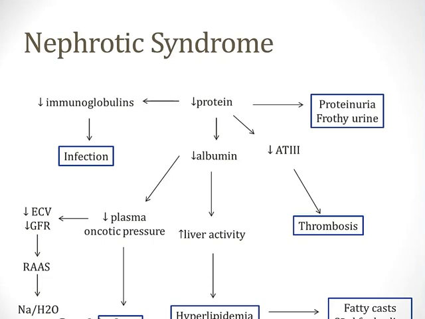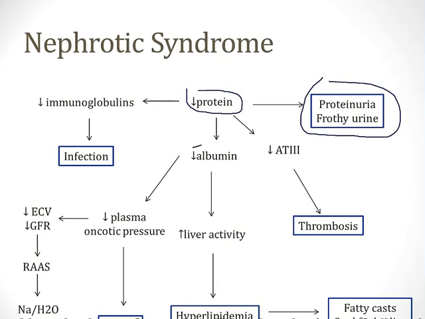So this is our map of the sequence of events that leads to the symptoms of nephrotic syndrome. So let's go through it in detail. The whole sequence of events begins with the loss of protein. And the first thing this is going to do is spill protein into the urine and give you proteinuria, which patients often describe as seeing a frothiness to the urine.